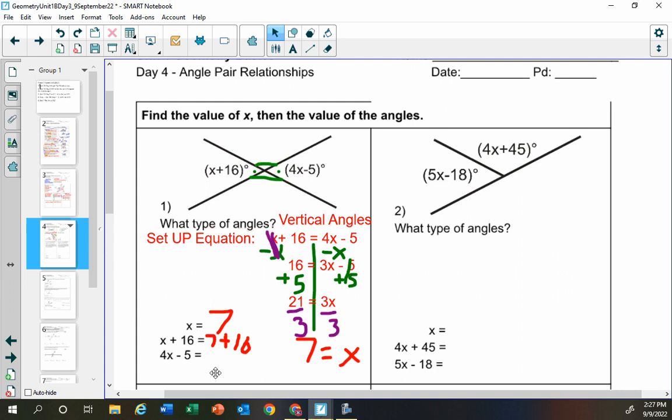So in both cases, that number should be what number? You're going to get 23 in both cases. Yeah, I know it's a little tight here. So 23, and then 4 times 7 minus 5 is also 23. So you should get 23.